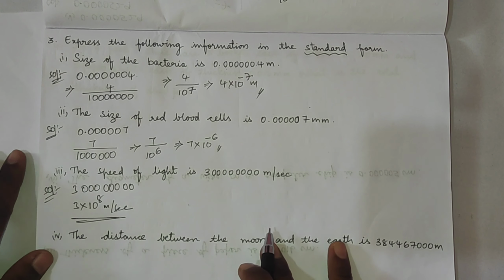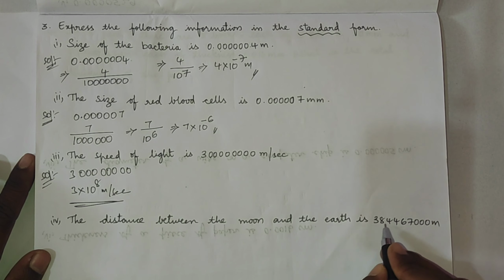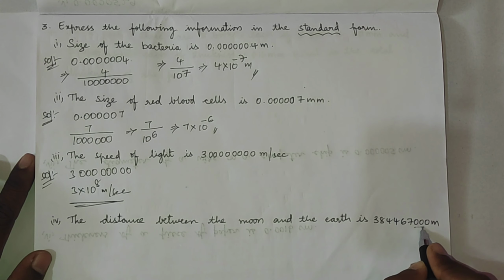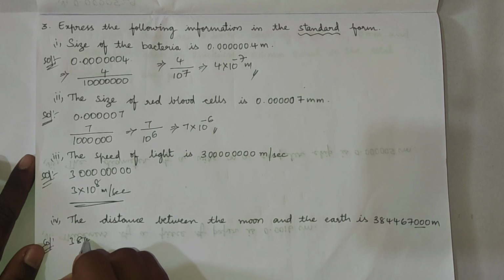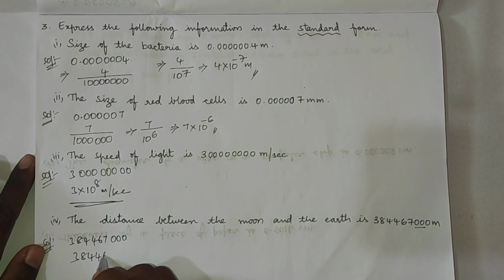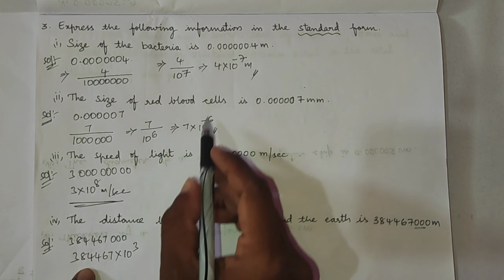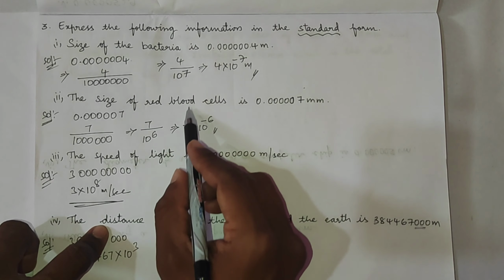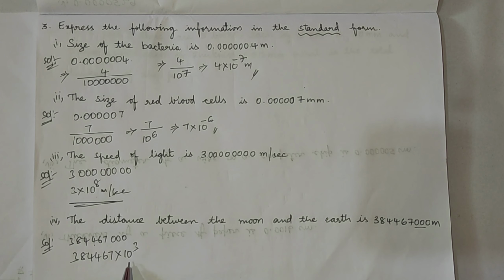Next one: the distance between the moon and the earth is given this much, and it has only 3 zeros. So 3, 8, 4, 4, 6, 7 and given 3 zeros. I am writing the total number 3, 8, 4, 4, 6, 7 into 10 to the power of 3. These are all single digits, so we will not put a decimal point here. We can place a decimal point anywhere.